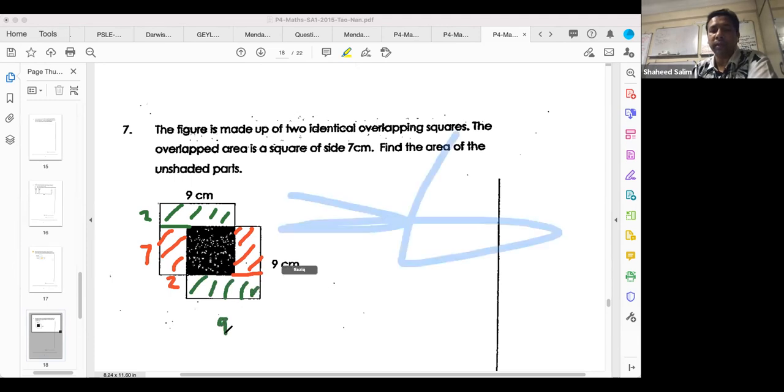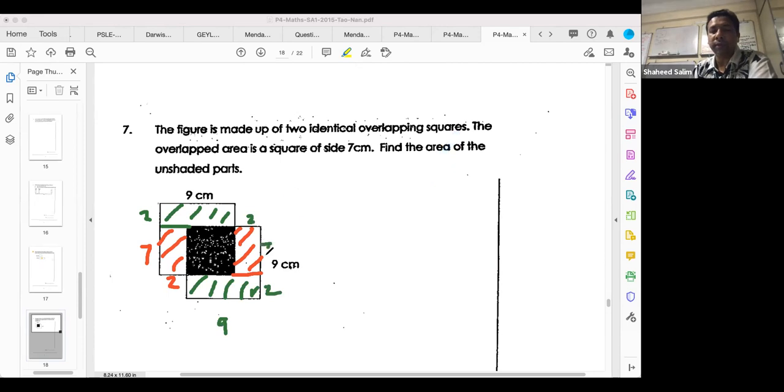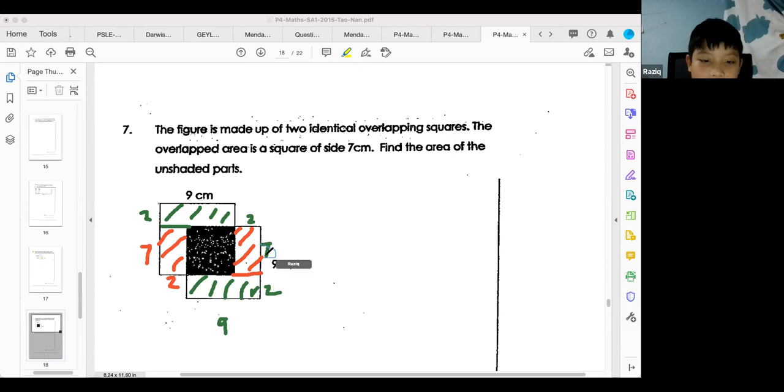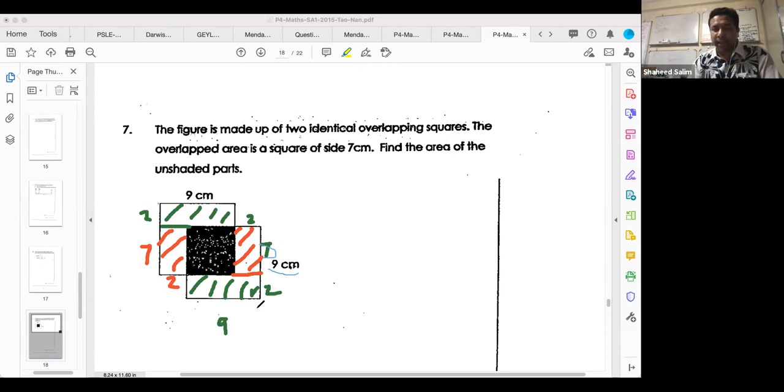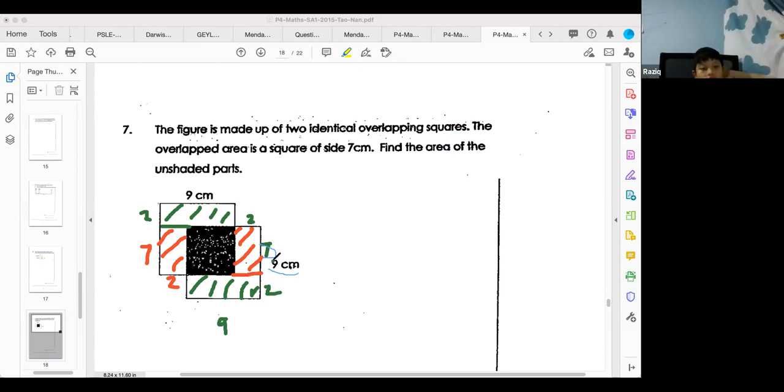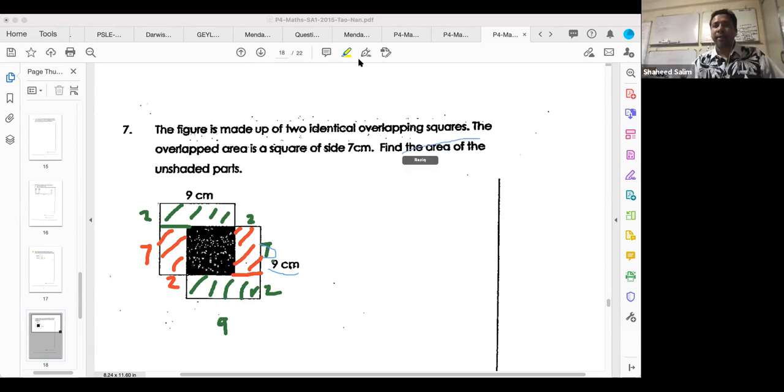This is 9. This is 2. This is 2. This is 7. And how is this 7 when there's already 9 here? Because the whole thing is 9. 7 plus 2 is 9. Okay. So I rub away that 9.